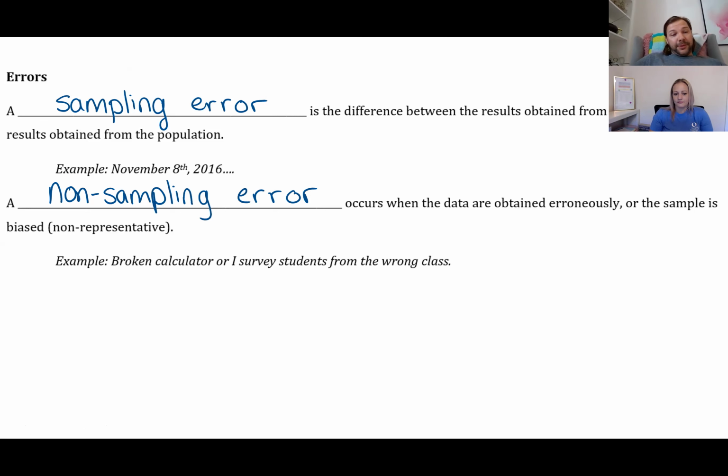A non-sampling error occurs when the data obtained is either obtained erroneously or is biased and non-representative. That could be like you have a broken calculator or a broken measuring stick. Maybe if you're doing a chemistry experiment, your sample was contaminated, or you surveyed the students from the wrong class, which I don't think I've ever done.